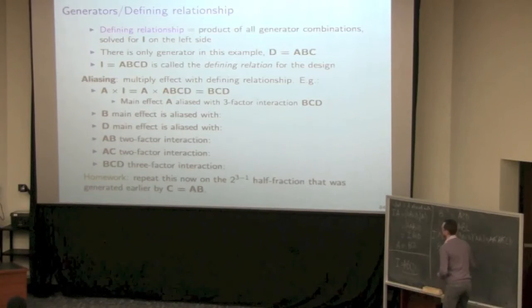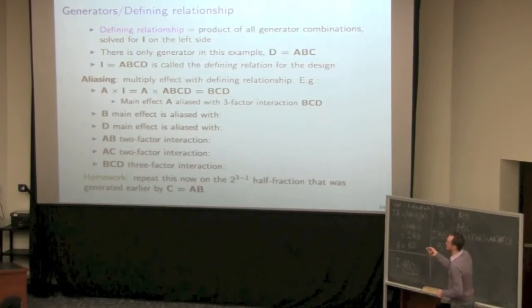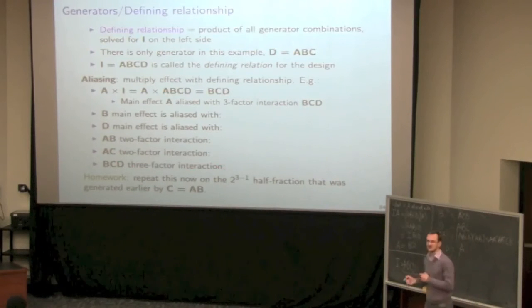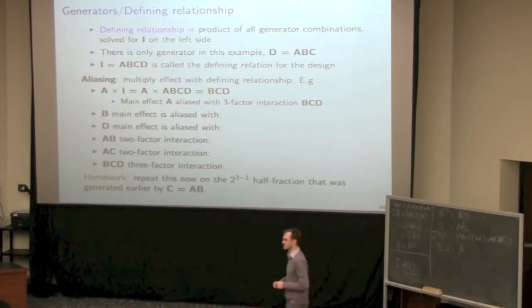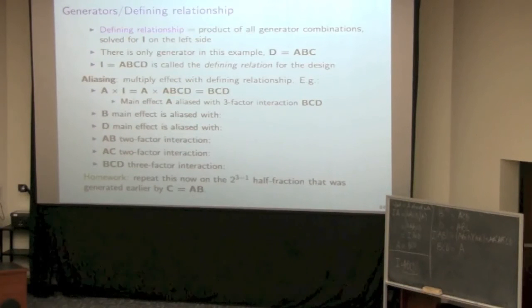Notice that the BCD three-factor interaction takes you right back to the very first one. A is aliased with BCD, and BCD is aliased with A. So it's always a symmetrical relationship between your aliases. Okay, so that's a really quick way to find which columns in your X matrix are the same as the other columns, using this very simple mathematical structure.